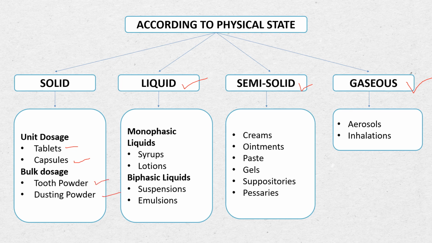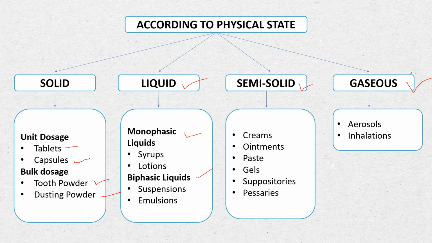Unit dosage form is the amount of medication administered to a particular patient in a particular time at a single dose. And bulk dosage forms are the multi-dose preparations. Talking about liquid, it is divided into two types, that is monophasic liquids and biphasic liquids.